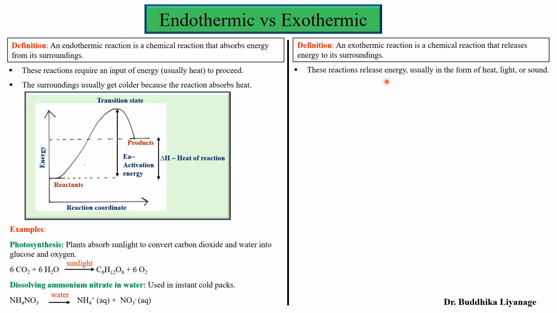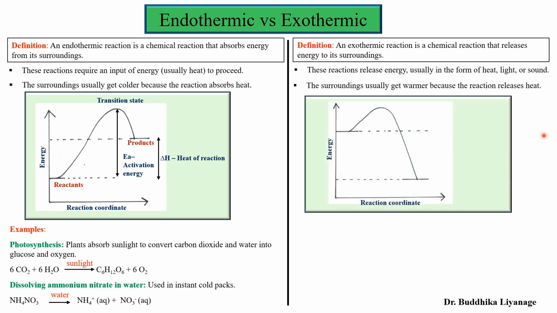Exothermic reactions release energy to the surrounding, most commonly as heat. And the surrounding usually gets warmer after exothermic chemical reactions. For the exothermic reaction energy diagram, we label the x and y axis and the reactants and products the same way. You can see here the reactant energy is higher and the product is lower in energy. Exothermic means reactants release energy to give the products.